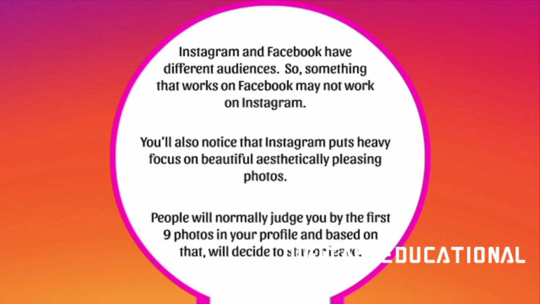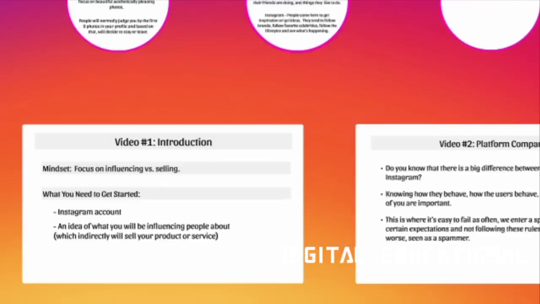On your Instagram profile, when people go to the profile, they're going to see just a few images. And people will normally judge you based on the first 9 photos in your profile. Based on that, they will decide to stay or they will decide to leave. So you've got to make sure that you choose your best 9 photos up front. So when somebody comes to your Instagram profile, they see the best of the best, right?